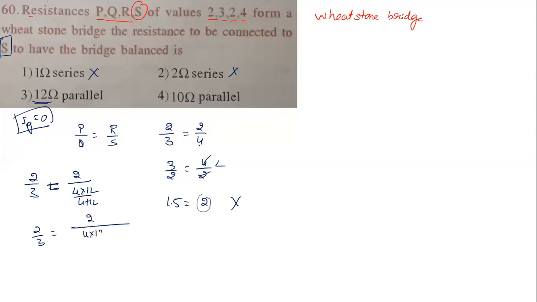So it is 4 into 12 divided by 4 plus 12, how much? 16. I'm going to cancel now, 4 times and 4, 3 times. It will become what now? 2 by 3 equal to 2 by 3. So now the circuit is balanced.